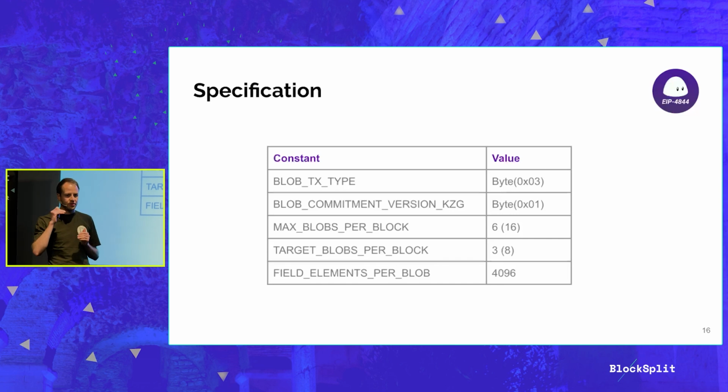When the current gas is above the target, the transactions become more expensive. When it's below this target value, the transactions become cheaper. The same goes for the blobs. When we have blobs above 3, it will become more expensive. When the value is below 3, it will become cheaper.